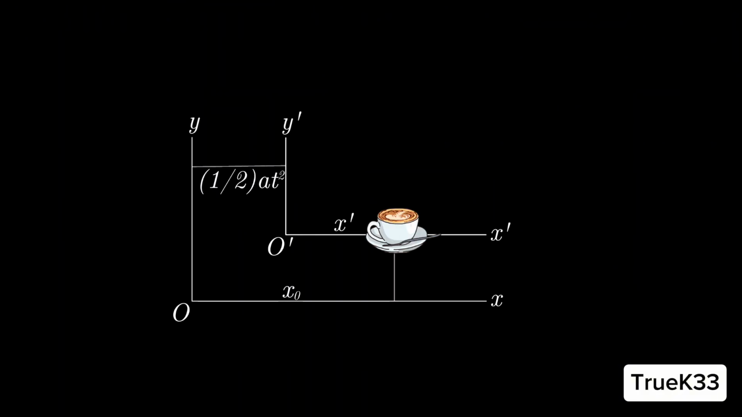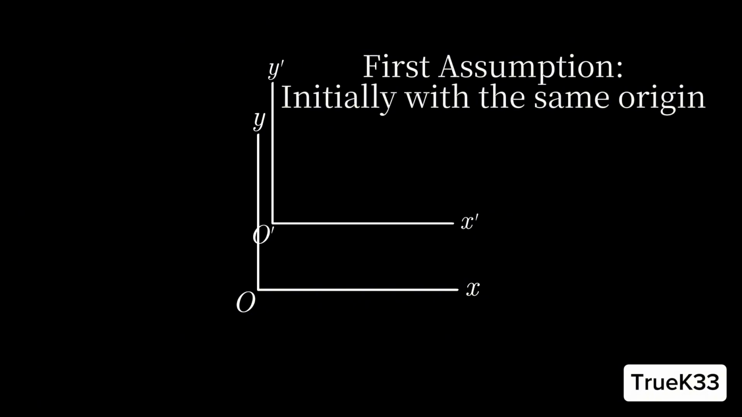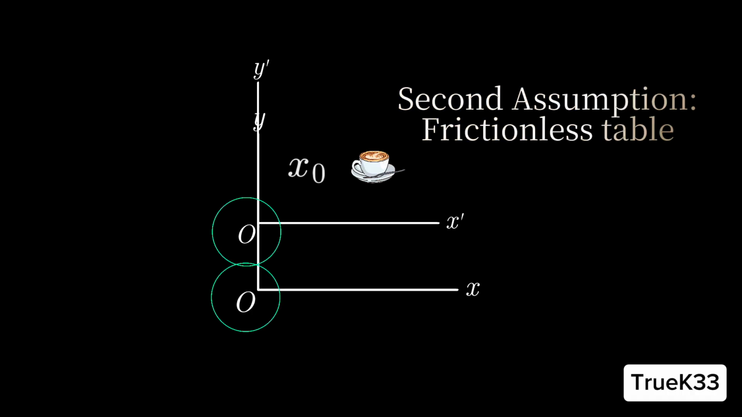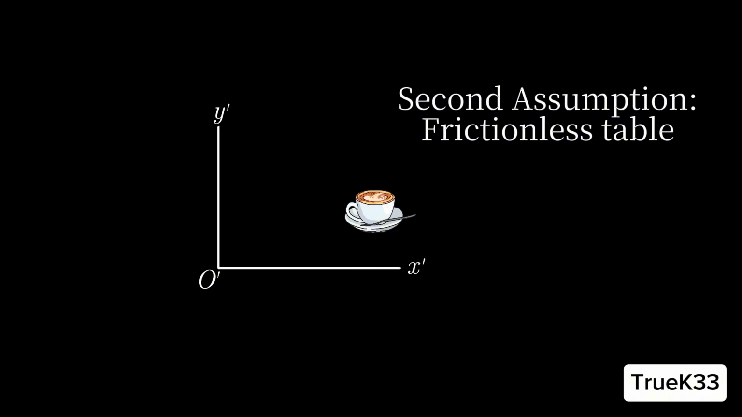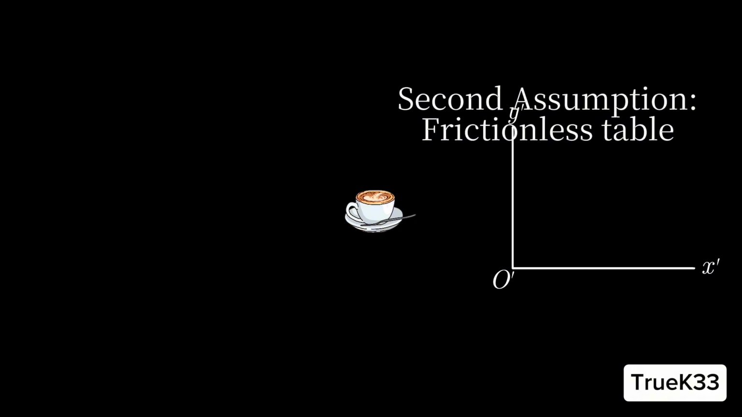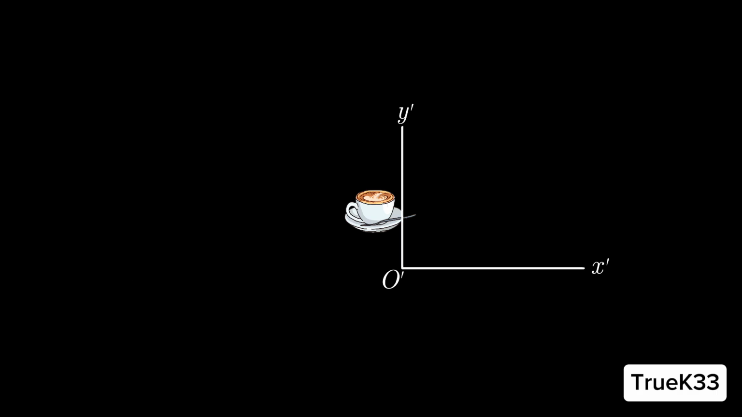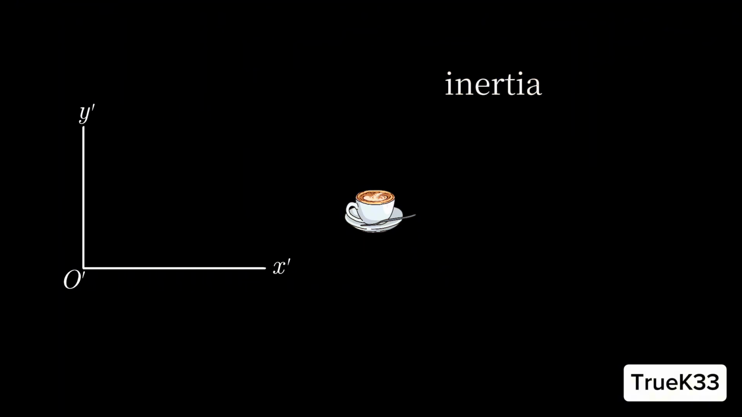To simplify the analysis, we consider two assumptions. First, a particular point on the train coincides with the origin of the station frame, and the coffee cup is at a distance x0 in both frames, the station and the train frames. Second, the table on which the cup rests is a frictionless surface. This means that when the train starts to accelerate, the coffee cup will not move. This happens because every object at rest with mass tends to maintain its state of rest. This property is called inertia.